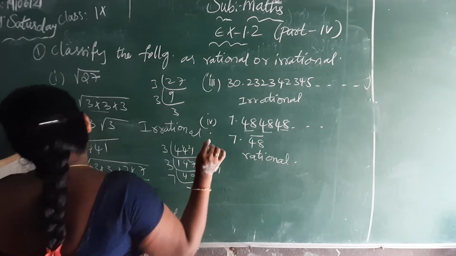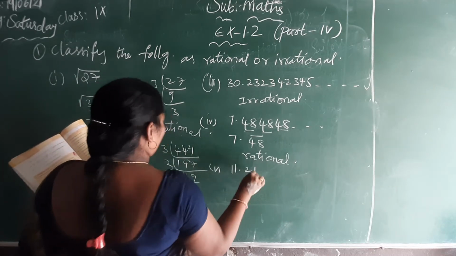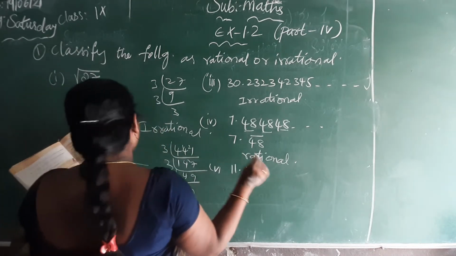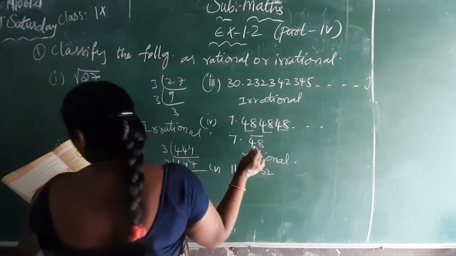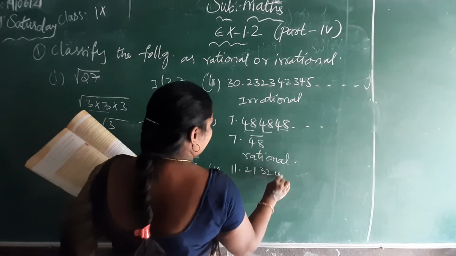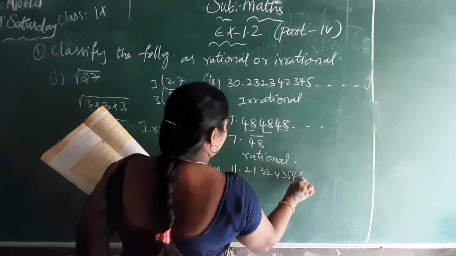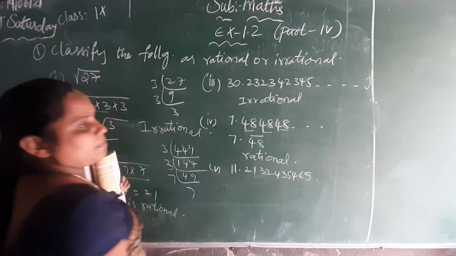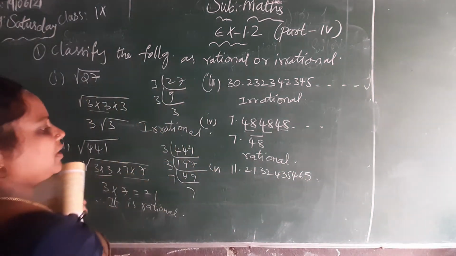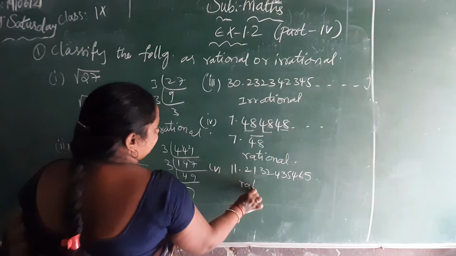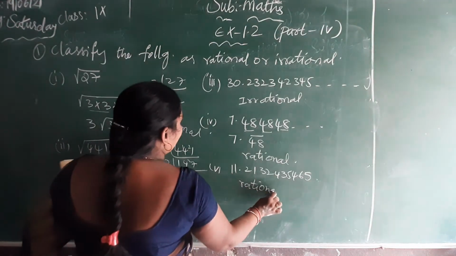Fifth one, 11.21 32 435 465. So the decimal expansion stopped here. So it is a rational number.